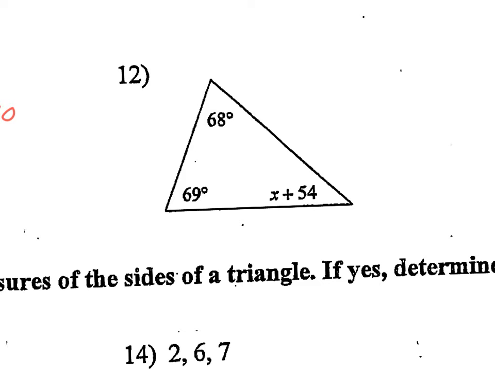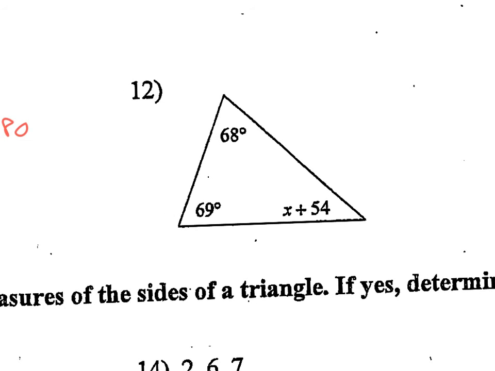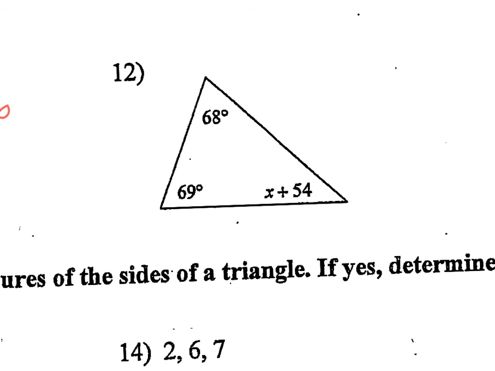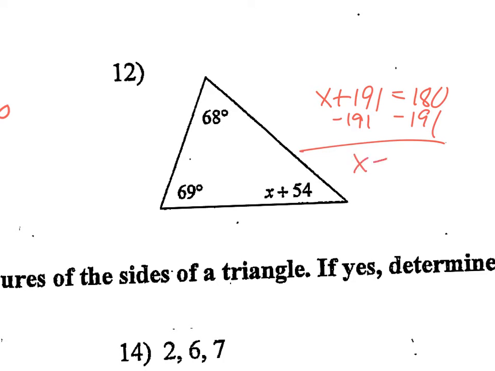In this problem, adding up all the angles, we'll have x plus 191 is equal to 180. So taking away 191 from both sides, we'll get x is equal to negative 11.